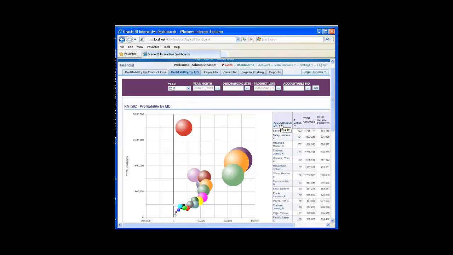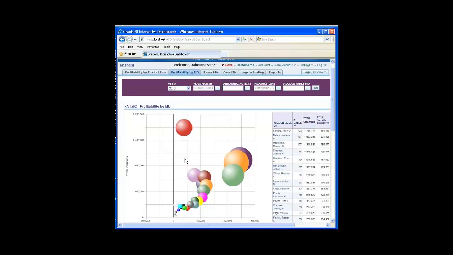And I call it an accountable MD because what I'm doing here is, if the DRG is of a medical nature, I'm using the attending physician. If it's a surgical DRG, I'm using the surgeon. So the combination of the two represents an accountable MD. For your surgical cases, you'll see the surgeon listed. For the medical cases, like general medicine, for instance pneumonia, you'll see the attending physician.